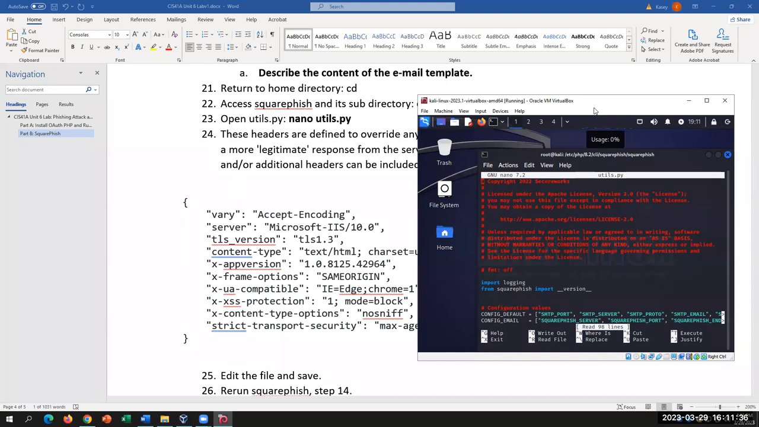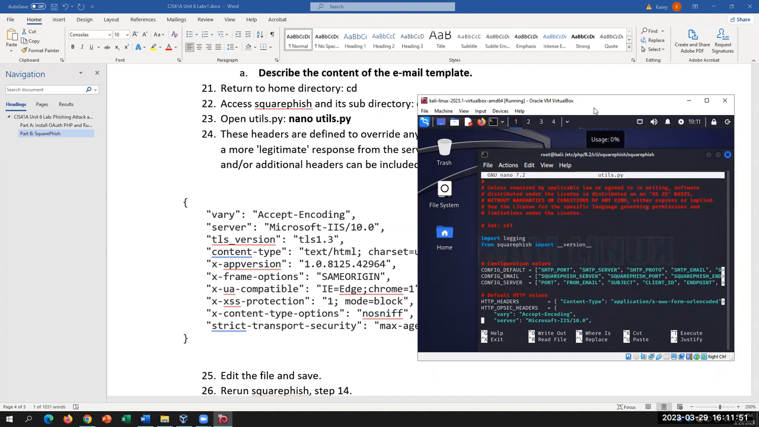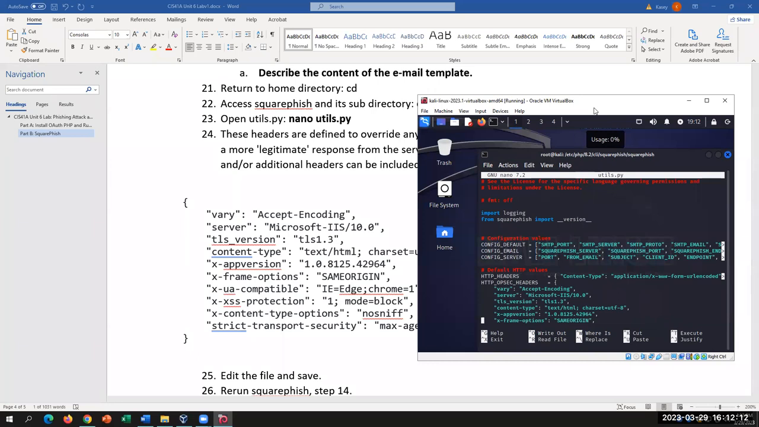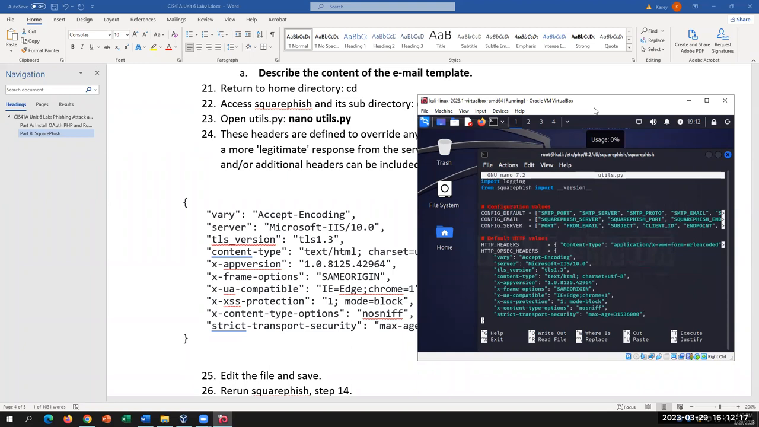Then what you do is go down just like before, right? Use your cursor or your arrow down to go down and edit. It tells me that for Vary, accepting encoding, that's good. Server Microsoft IIS 10.0, that's good. TLS version 1.3, that's fine. That matches content type, HTML, charset UTF, X version, same as origin. So you've got to make sure that all your parameters in this area are aligned with this. If it's different, then we can change it.